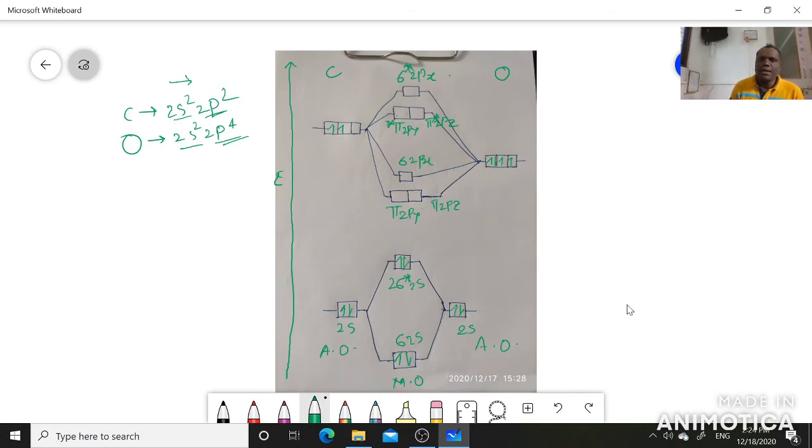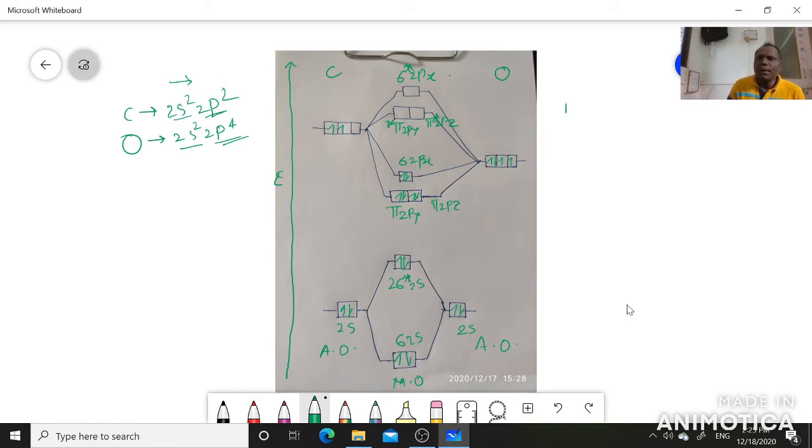One electron from this atom, one electron from this atom, one from this atom, one from this atom. A total of two electrons are completed here, and two electrons are completed here. Then another electron from the other atom will go into the lower energy orbital only, since we are filling the electrons according to Hund's rule and Pauli's exclusion principle. Just as in atomic orbitals, in that way only we are filling the electrons.